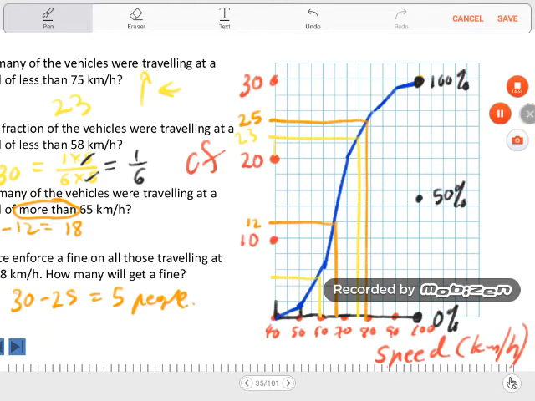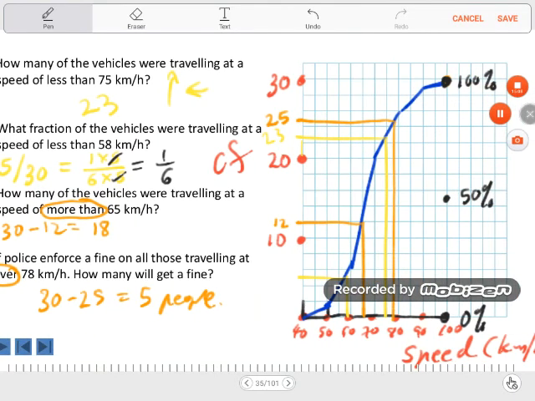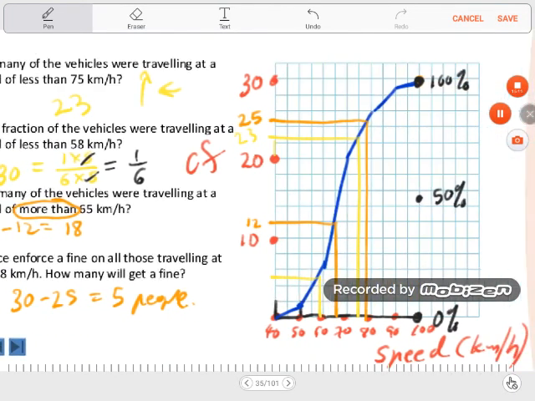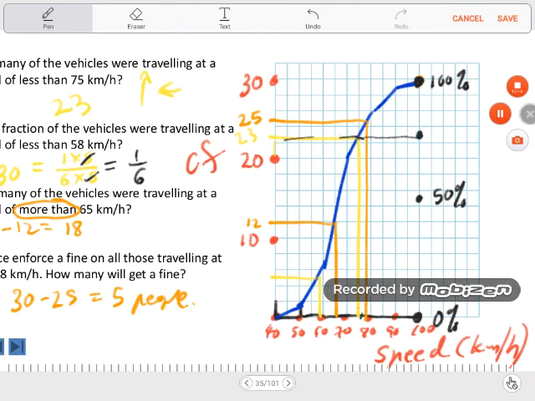Now if you're asked about percentages, like for instance, what percentage of drivers would be travelling above 75, which was the first question. So we go up, and instead of going to the left, we go to the right to hit our percentage axis. And we had, well, it's roughly 50%. It's pretty close to 75%, right between those. So I'm going to say approximately 75% were travelling at 75 kilometres or above.